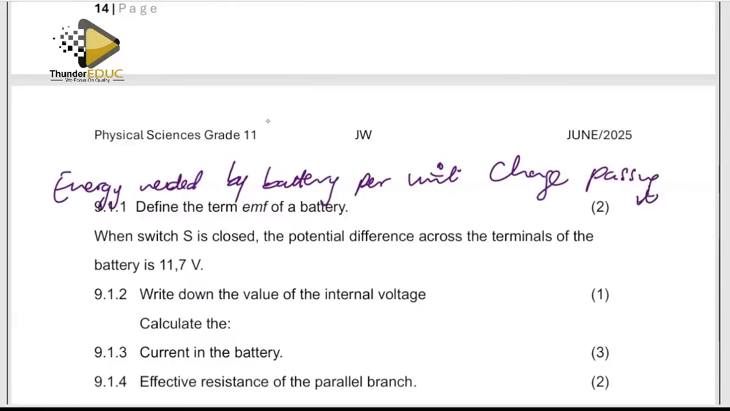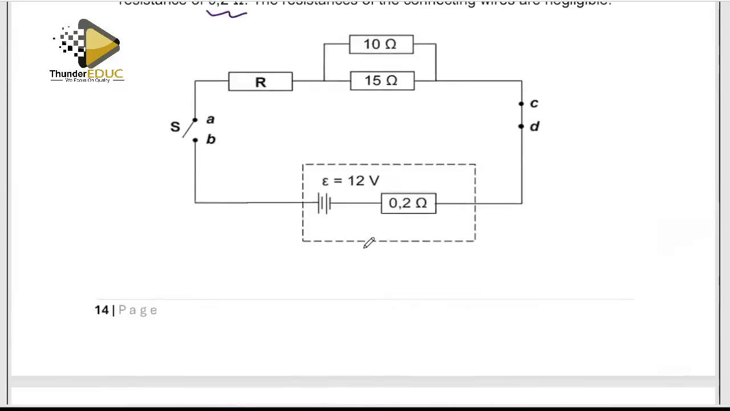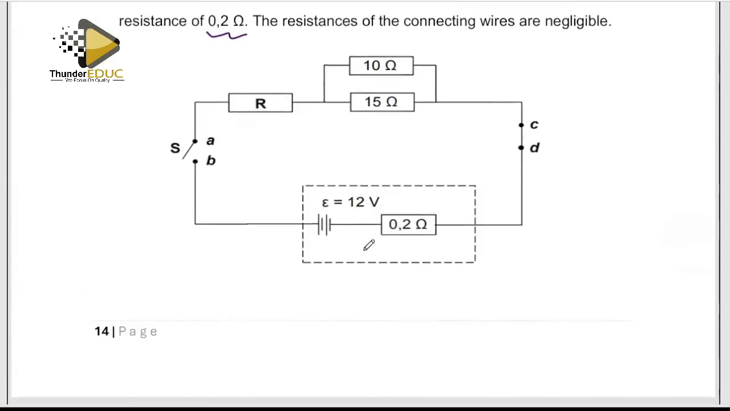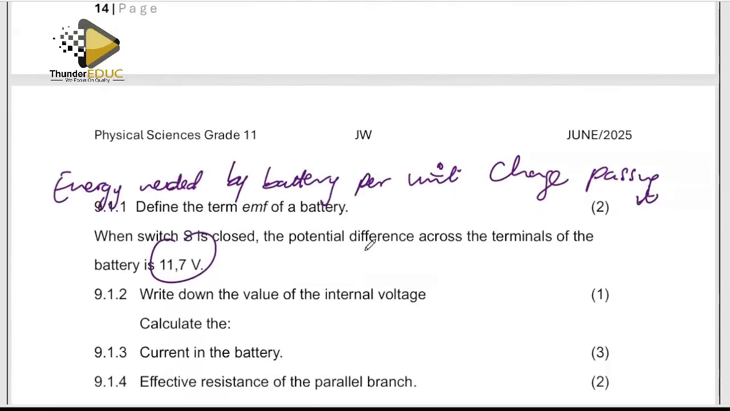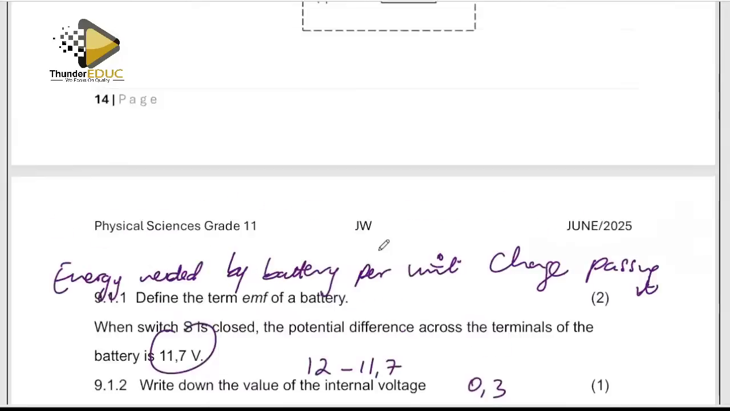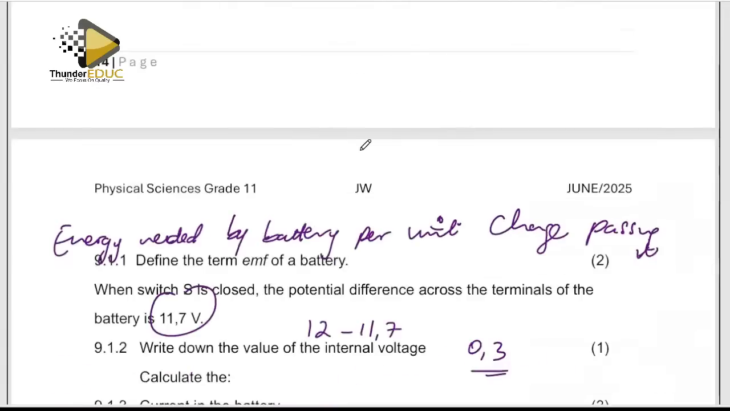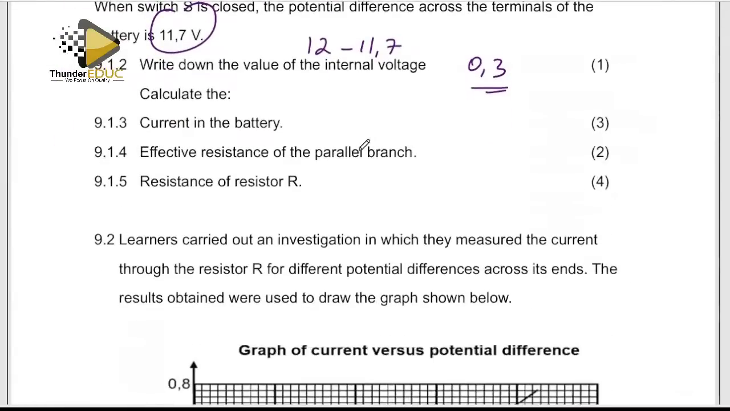And then when S is closed, the potential difference is 11,7. Can we write down the value of the internal voltage? So we know that the internal voltage is going to be, initially it was 12. Now we're subtracting 11,7, which means the internal voltage is 0,3, because the battery EMF was 12. Now we're having 11,7. Then calculate the current within the battery.